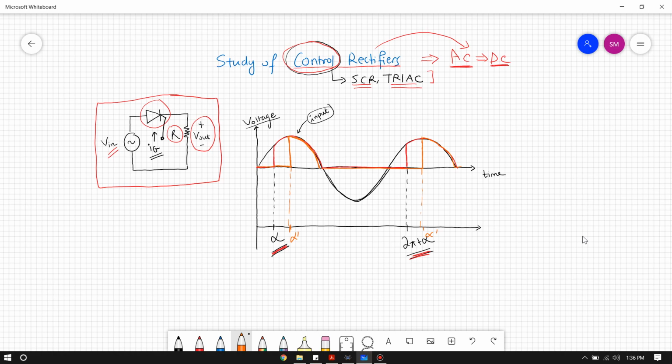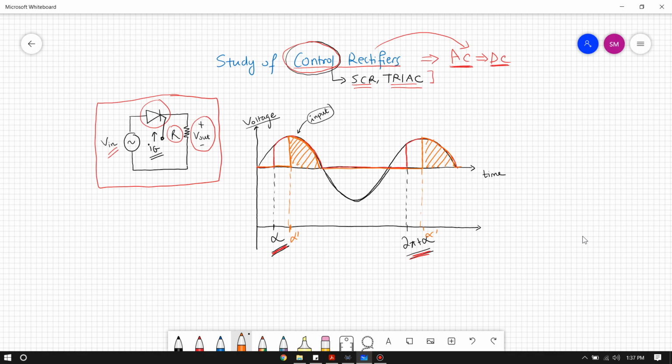And when we have output like this, we will see that the area under our voltage curve has reduced, right? So the average voltage that we're getting has reduced. So we can use control devices to control the magnitude of our output, or not the magnitude, the average value of our output voltage, right? So that's why we're calling it controlled rectifiers.